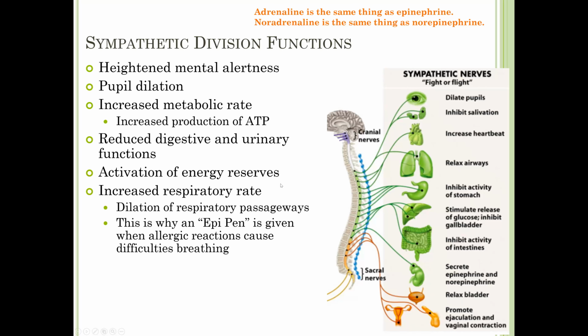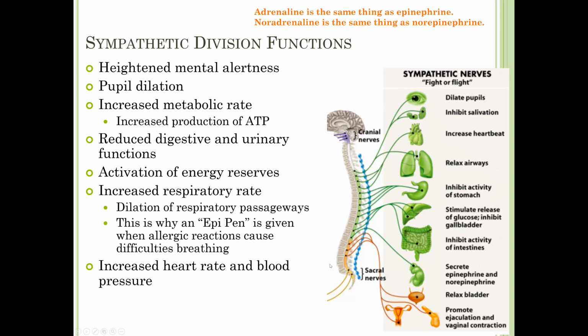This is why an EpiPen is given when a person has an allergic reaction that stops their breathing. An EpiPen is just an injection of epinephrine. We're going to talk about specific neurotransmitters a little bit later, but epinephrine and norepinephrine are two of the key neurotransmitters in the sympathetic division.